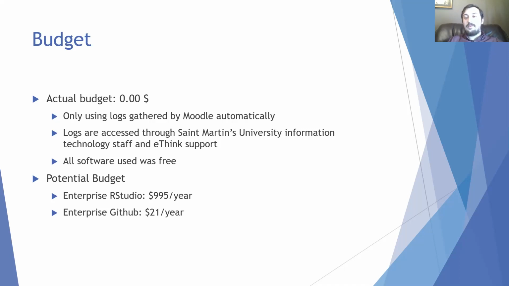And if I were not an individual and had to pay for an enterprise version of those software, RStudio would have been $995 a year, and the base version of GitHub would have been $21 a year. So it's still not an expensive project, but it had the potential to cost something if I wasn't an individual doing this project.